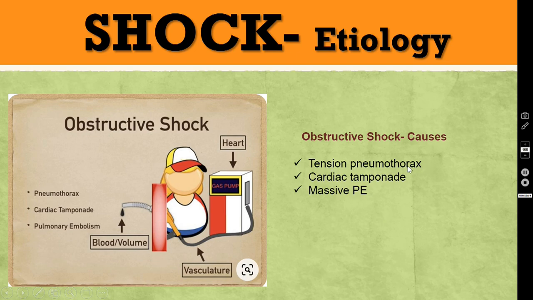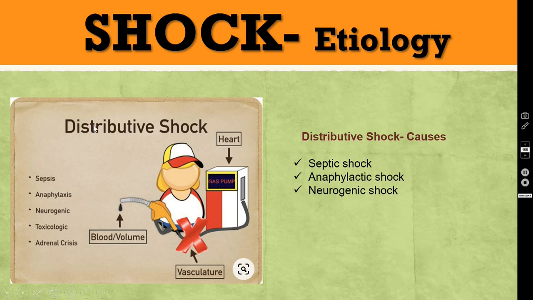So the three causes are tension pneumothorax, cardiac tamponade, and massive pulmonary embolism. Coming to the distributive shock, now the problem is in the vasculature. Here the vasculature is not obstructed, but the peripheral vasculature is dilated too much. So the majority of blood volume is now in the peripheral vasculature and not in the splanchnic vasculature.